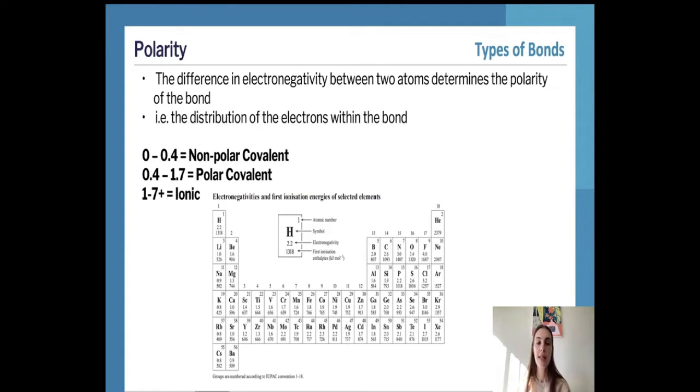Typically we say that an electronegativity difference of 0 to 0.4 is going to be non-polar covalent. An electronegativity difference of 0.4 to 1.7 will be polar covalent, and then 1.7 or greater will be considered to be ionic.